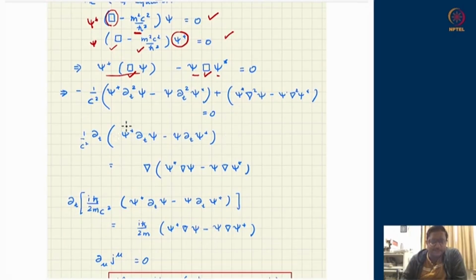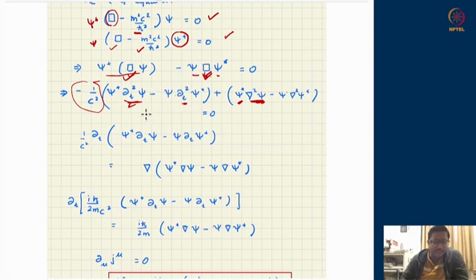the spatial derivatives. So if I collect all the temporal derivatives on one side, I will get psi star times minus 1 upon c square del t square psi. So this minus 1 upon c square del t square is coming from the box of psi's temporal part. And then the Laplacian part, which is hiding in the box, will also have a psi star and psi. Similarly, the opposite way, the box of psi star will give me minus 1 upon c square del t square of psi star, and the psi will be on the left, and there is a relative sign difference between the two terms, so here is a minus.